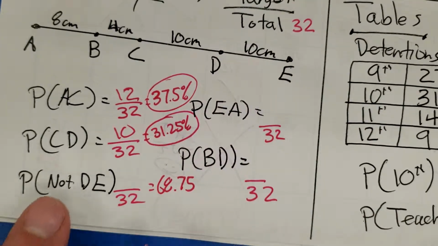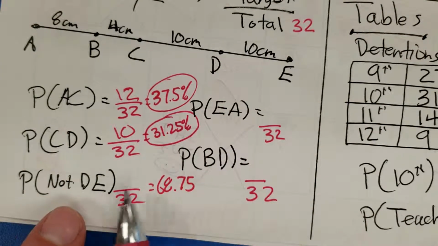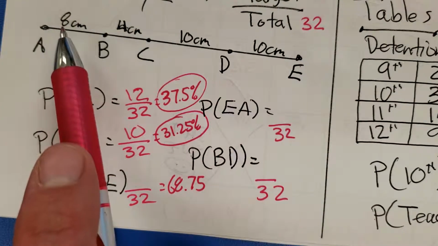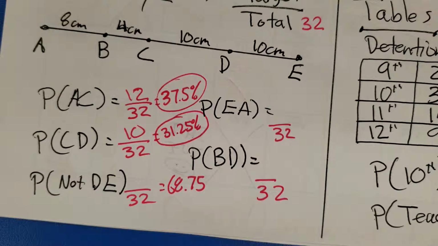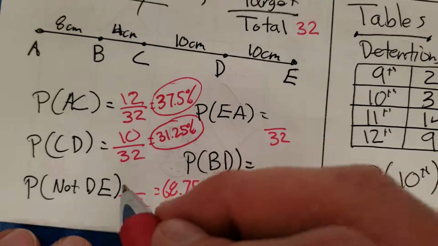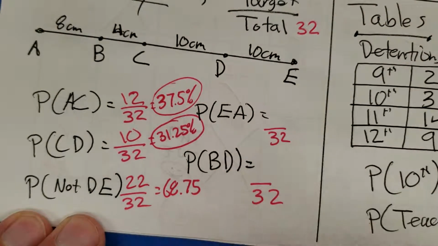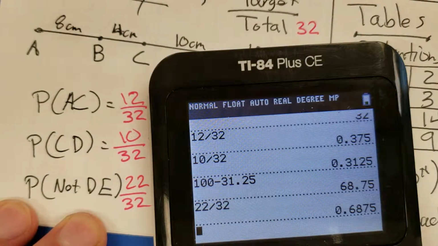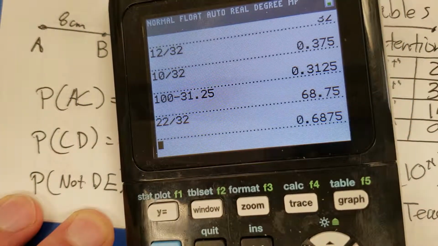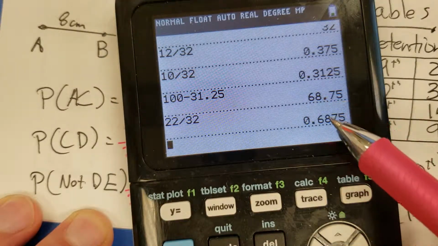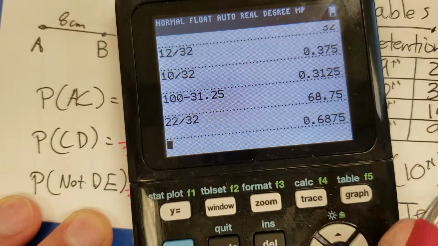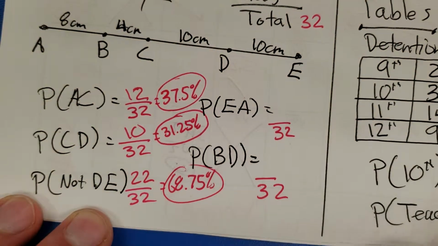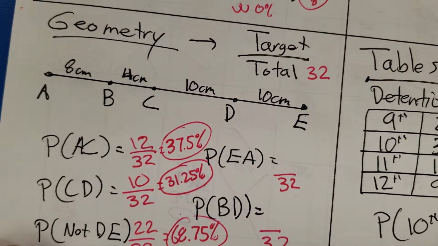Or you can do this. How much is not DE? Well, not 10. So it'd be this 10 plus this 4 plus this 8. What would that be? 22. Hopefully that's the same thing. I hope it is. Nice. Look at that, right on top. Percentage, decimal. Decimal doesn't work. Percentage is the nice way to write it. Moving on.